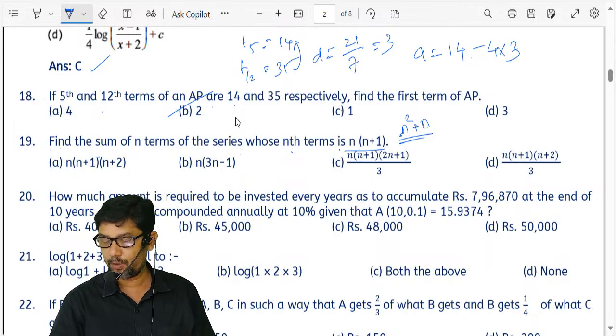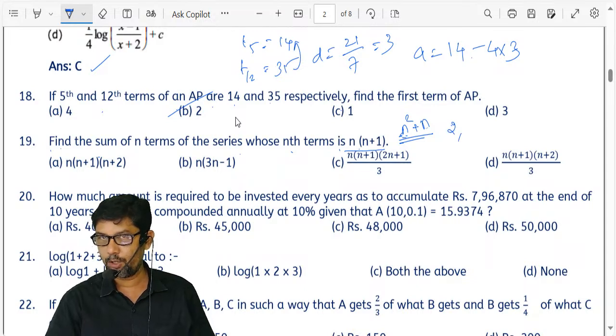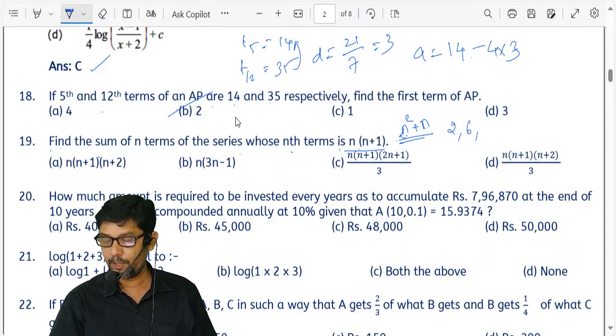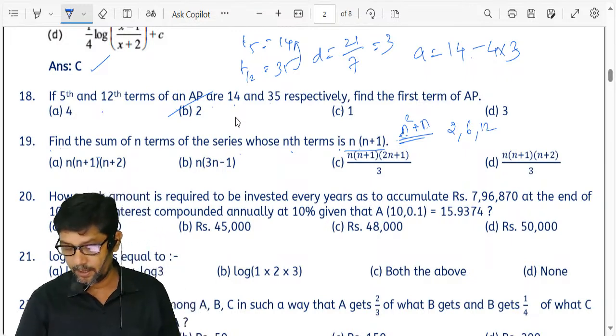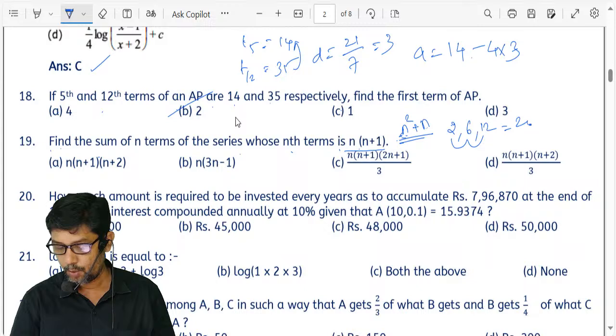First term: put n equal to 1. What is it? 1 square plus 1, 2. Put n equal to 2, 6. Put n equal to 3, 12. 2, 6, 12. Add all the 3 terms, 20.